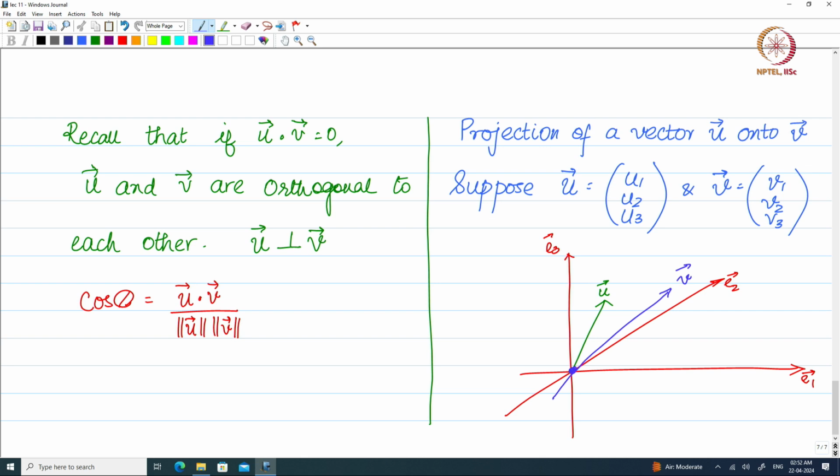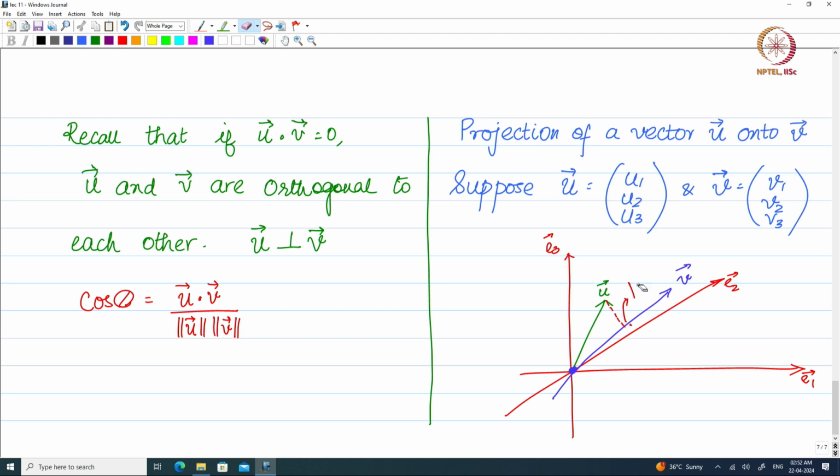So, what am I going to do? I want to project this vector u onto the direction of v, onto the vector v. So, how is it going to look? This is going to be the projection. So, what is this going to be? Let me call this p of u, which corresponds to the projection.